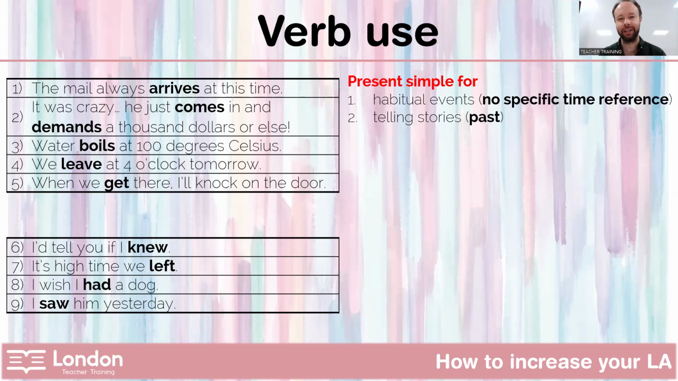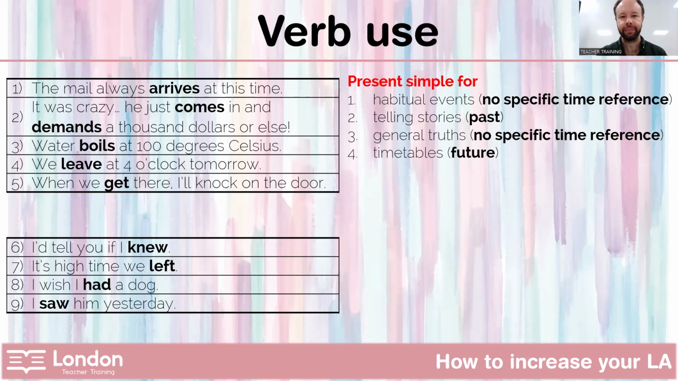The second one, it was crazy. He just comes in and demands $1,000 or else. Sounds like a bank robbery. But yes, telling a story. Although that story is something that happened, they're using the present tense to bring it into the now, to make it seem more real or realistic. But it's actually referring to the past. Water boils at 100 degrees Celsius. There we go, a general truth, a fact. But again, no specific time reference here.